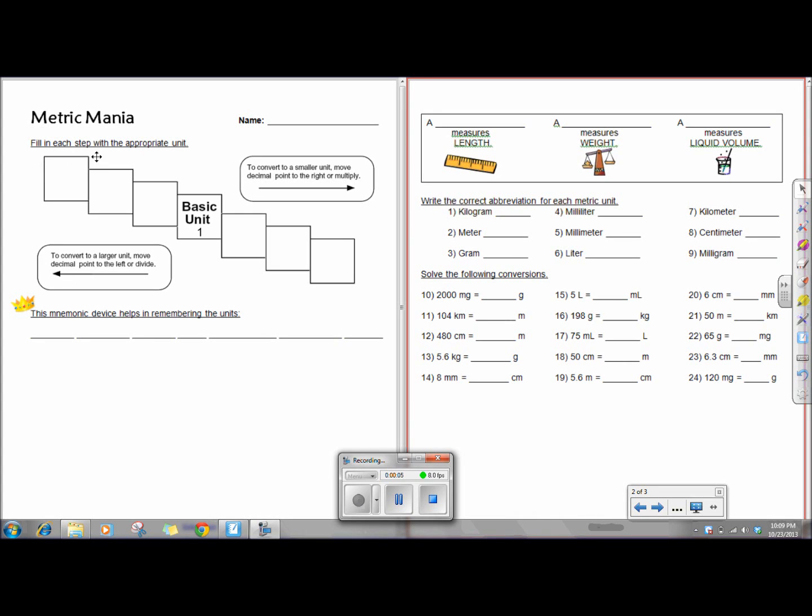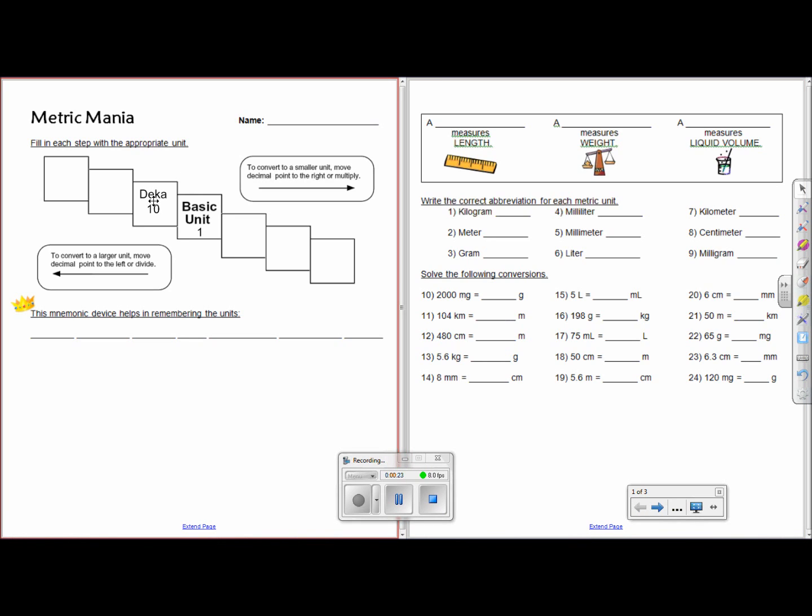We're talking about metric mania, conversions of our metric units, such things as meters, liters, grams, kilometers, millimeters, centimeters, all those things. Right here in the middle of our staircase, if you notice, it looks like a staircase going up and down. We got our basic unit, and that's represented with the number 1. If we go one place higher than that, we're going to end up with our decas. And if you notice, I go from 1 to 10.